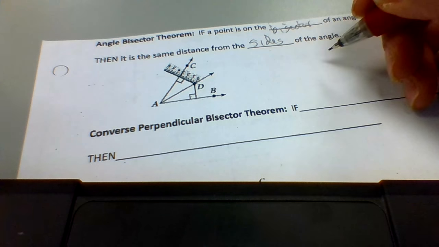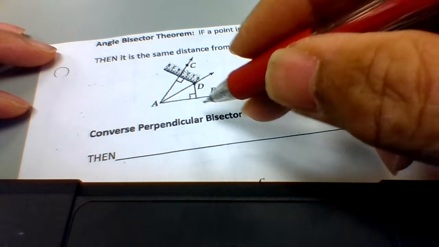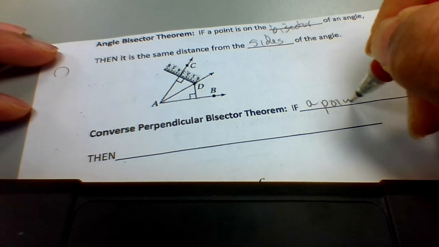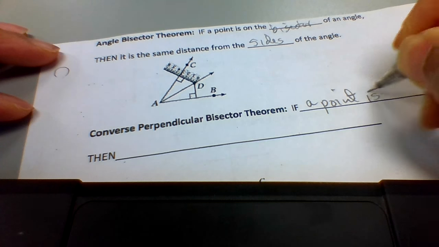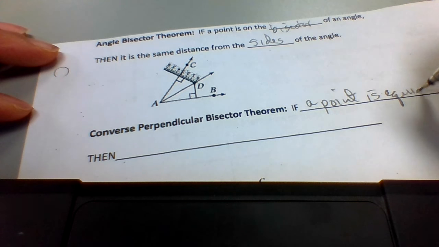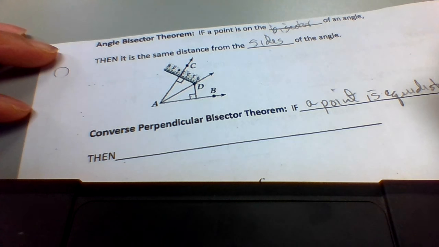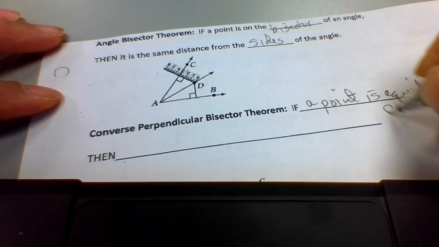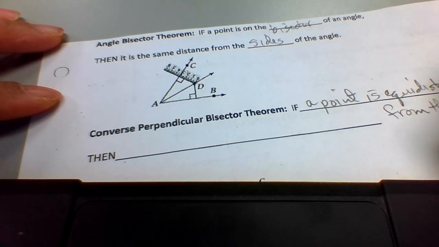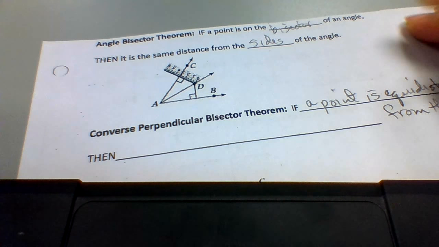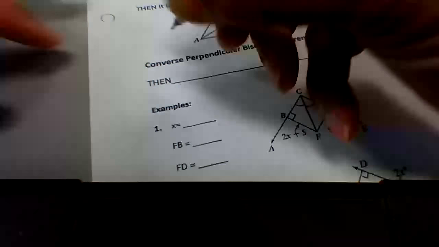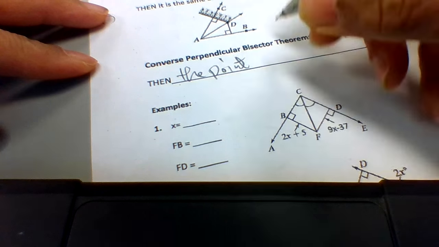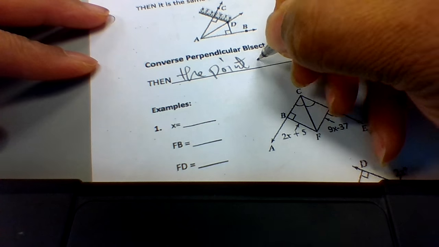All right, and the converse is the angle bisector theorem. If a point is an equal distance from the sides, then the point is on the bisector.